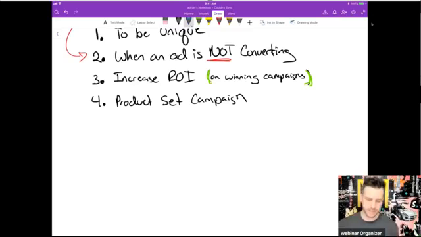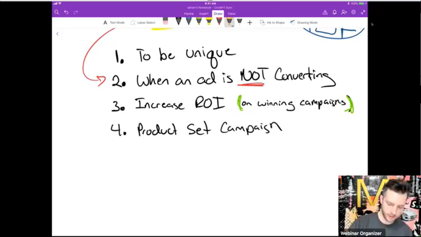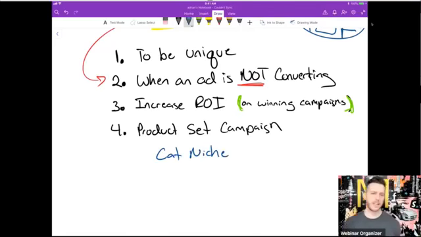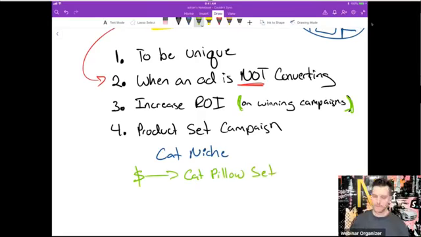But let's just say that we have the cat niche. And we have this bracelet, or let's just say, I don't know, a pillow. We have a pillow that's selling very well. So we have a winning campaign. This campaign is making us a lot of money. It is a cat pillow set, and we've got all of this traffic that we're sending to this cat pillow set.